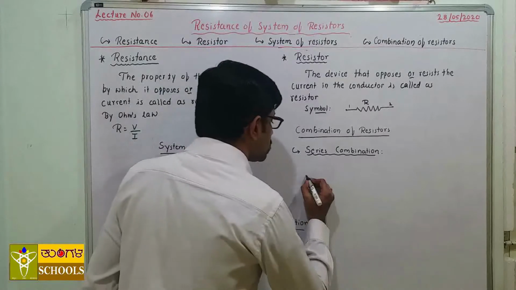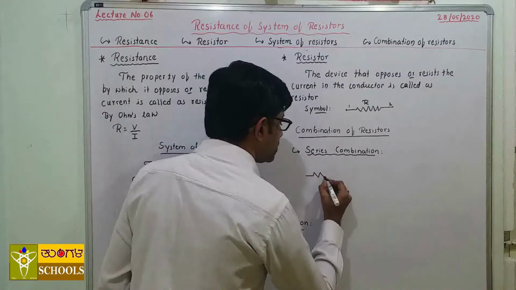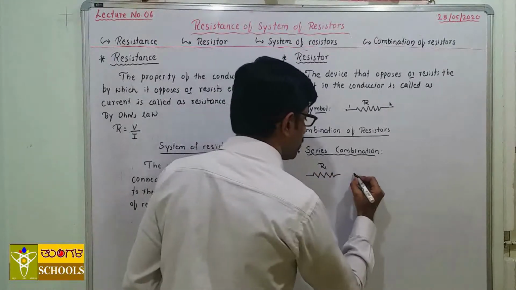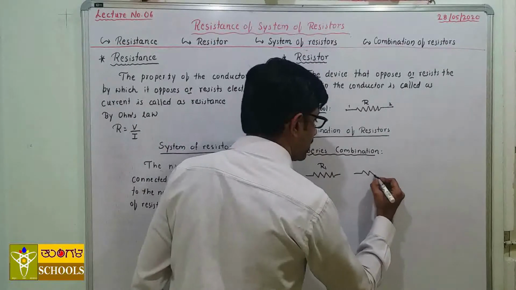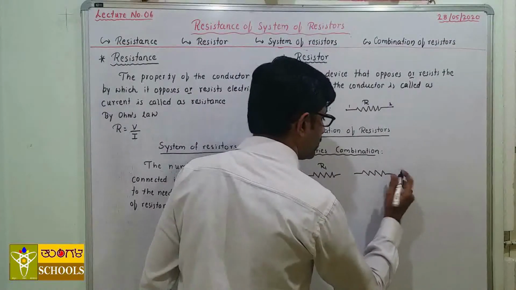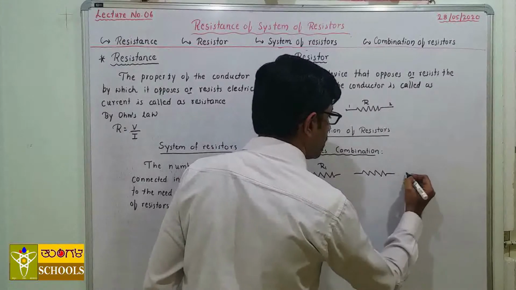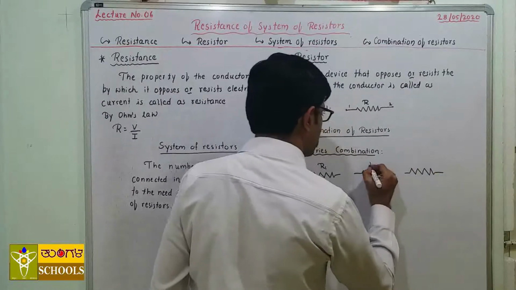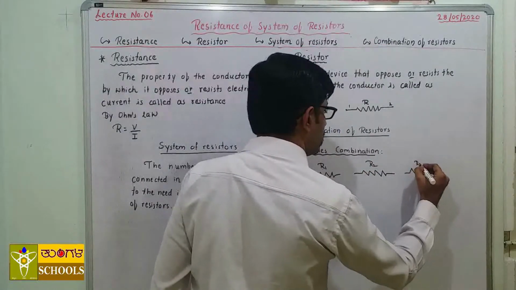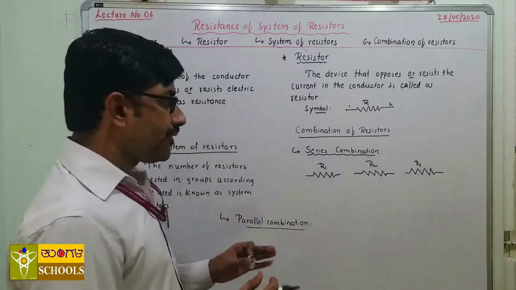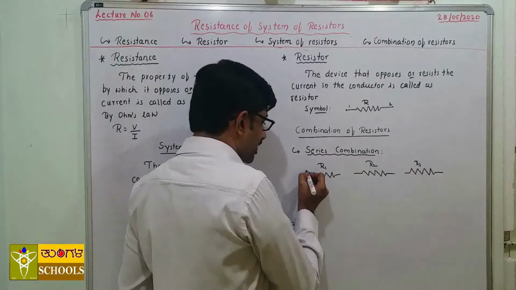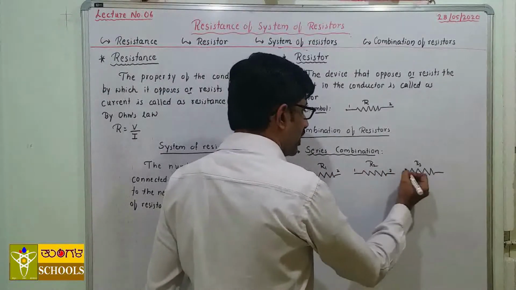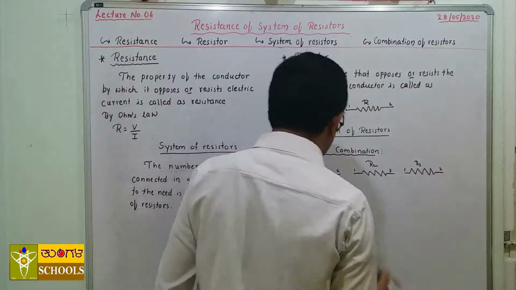I am considering 3 resistors. So this is resistor number 1, this is resistor number 2, and this is resistor number 3. Generally, resistors have 2 ends. Therefore, I am assigning the ends 1 and 2 for R1 as well as R2 and R3 respectively.